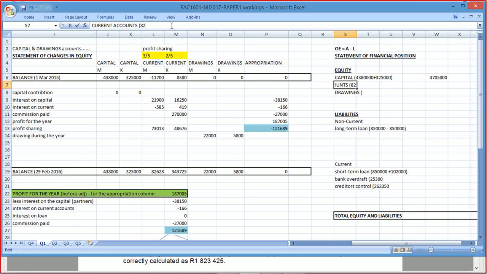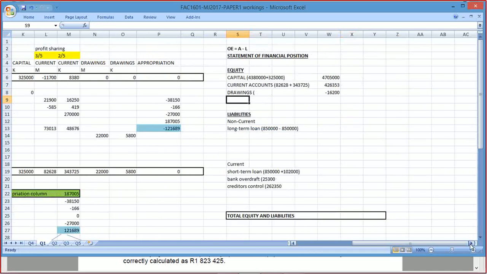So 82628 plus 343725. Because you can see the one partner is a lot better than the other partner, hey? Okay, not spending as much possibly. Right, and then drawing, same story here. Equals 22000 plus 5800 gives you that amount as the drawing. That will be negative. Make sense?